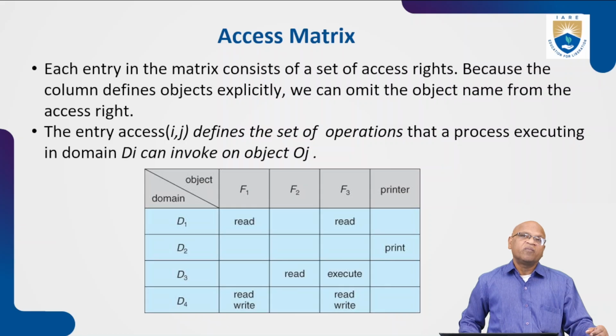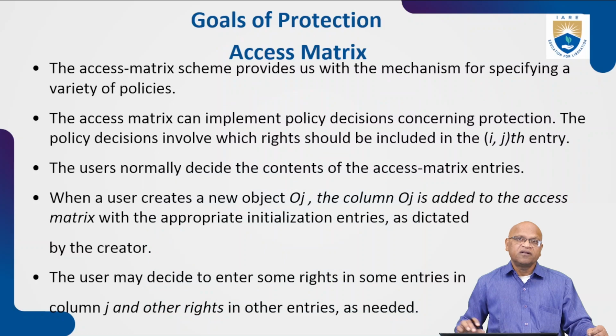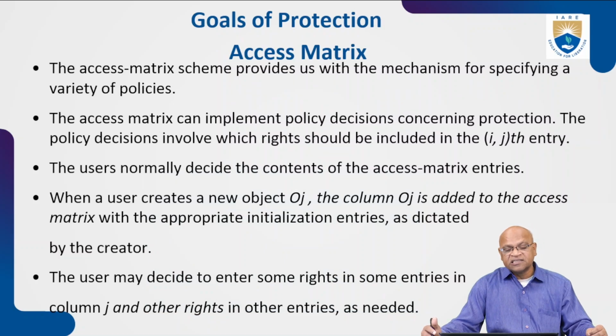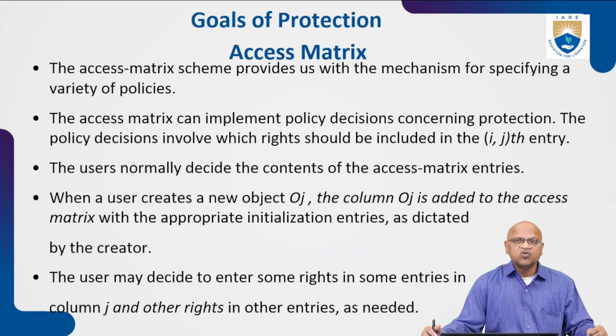So if one domain is doing one job on one particular object, it won't disturb other objects. There should not be any interference between the other objects in that particular domain. The access matrix scheme provides us with a mechanism for specifying a variety of policies. The access matrix can implement policy decisions concerning protection. The policy decisions involve which rights should be included in the ij entry.